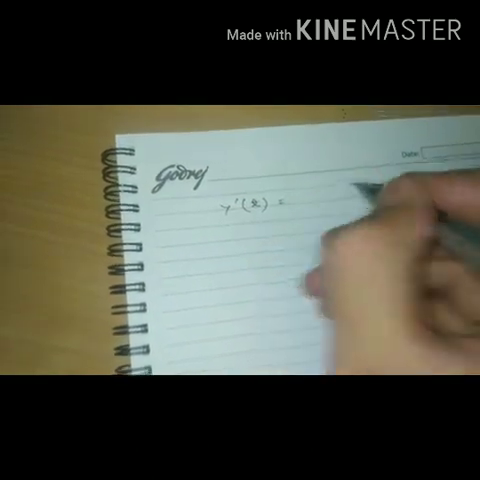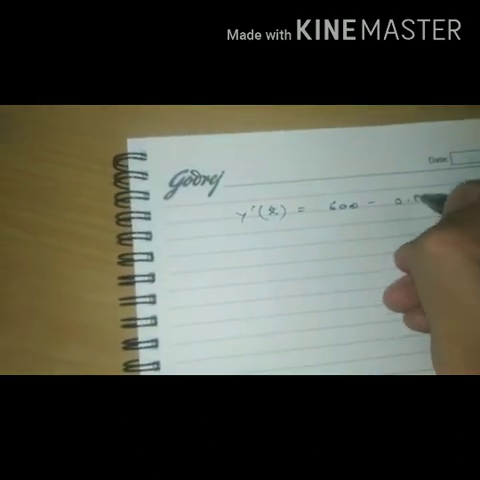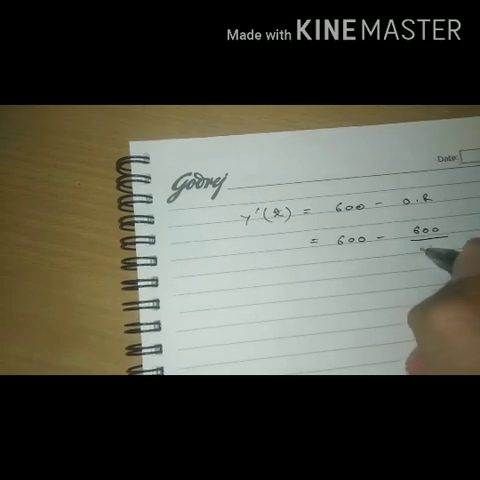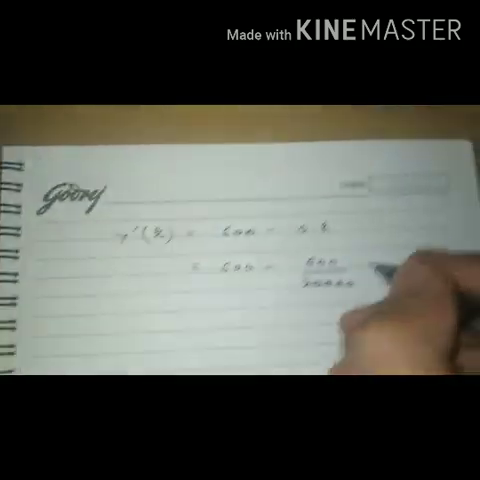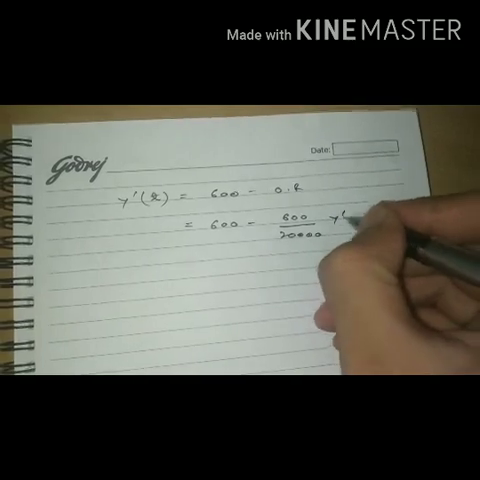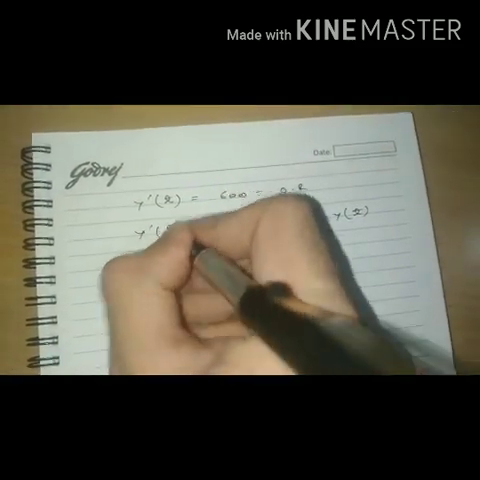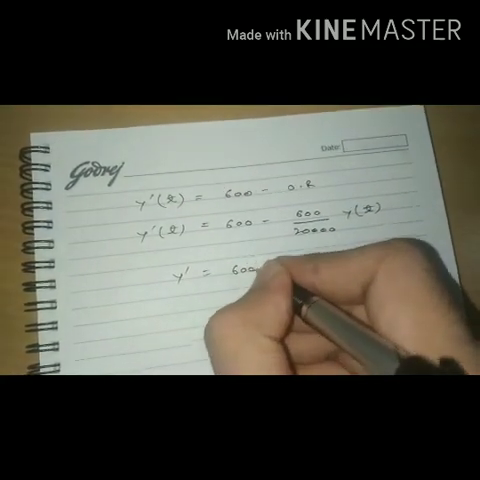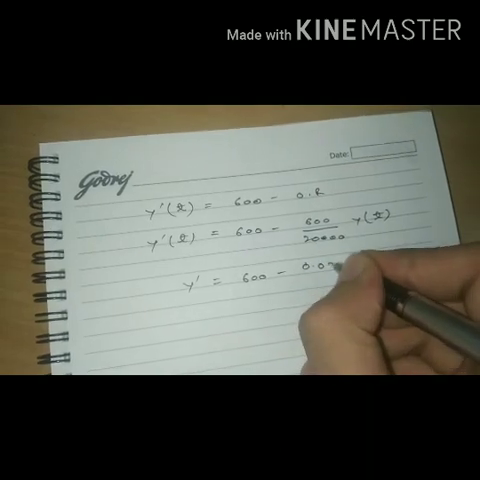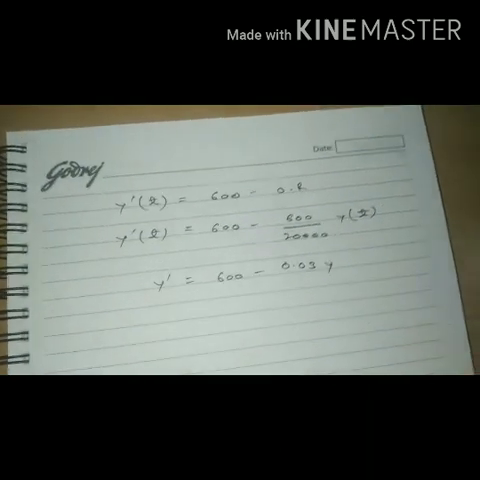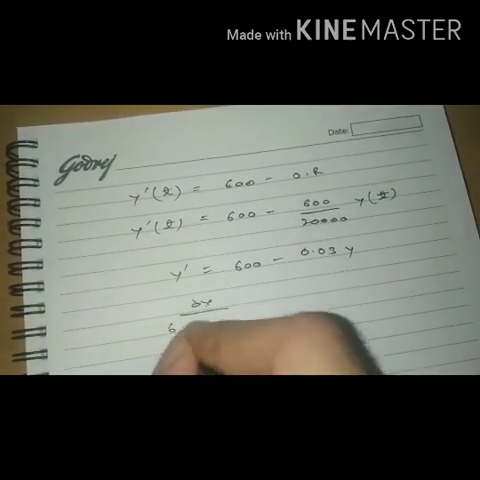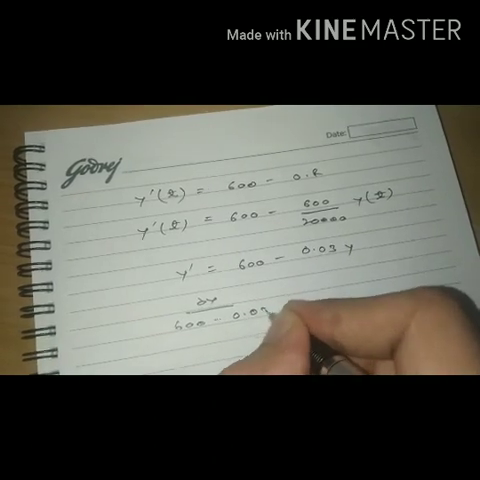y'(t) equals 600 minus the output rate as previously, 600 upon 20,000 y(t). For better understanding, I will write this as y' = 600 minus 0.03 y. It will be dy divided by (600 minus 0.03 y) equals dt.